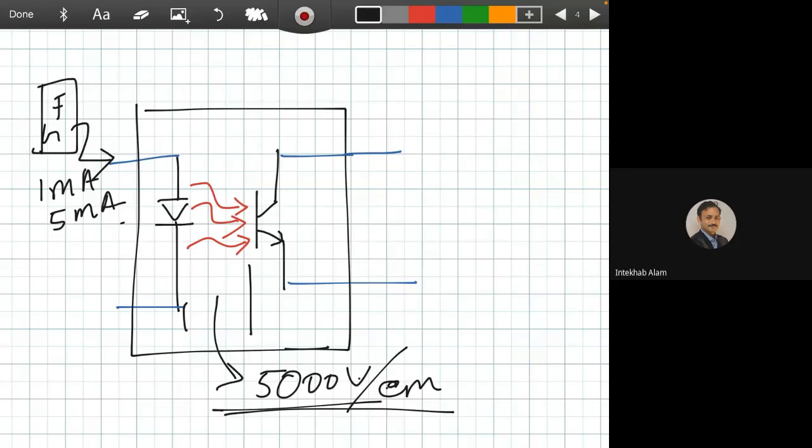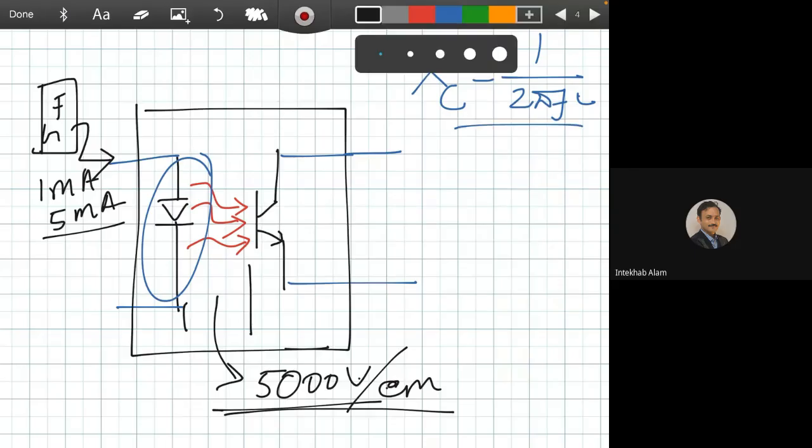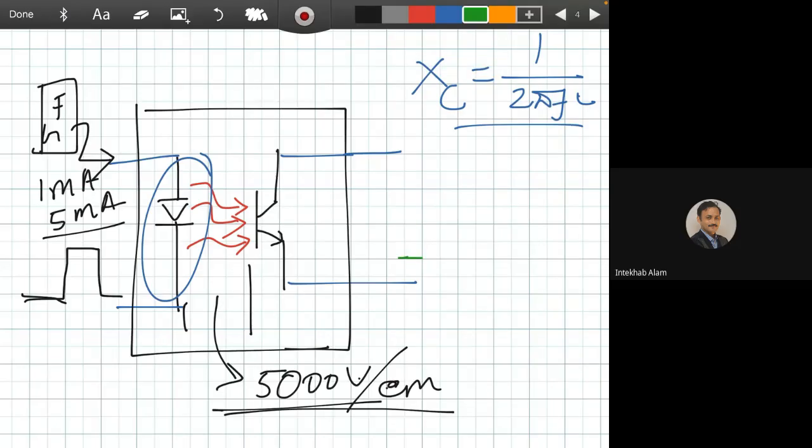At the same time, it's a capacitive device. Since it is a capacitive device, if we consider Xc equals 1 by 2 pi fC, then the frequency is inversely proportional to Xc. So whenever we see the output of this, if this is the input of the circuit, the output will become a square wave.